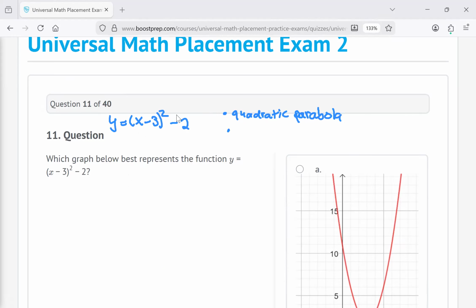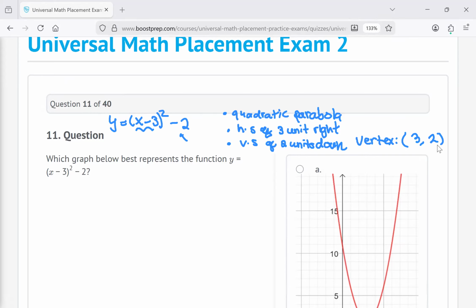You have a horizontal shift of 3 units to the right. How do I know? Because this x minus 3 is a horizontal shift, and you're shifting it 3 units to the right. What else do I know? This minus 2 is a vertical shift of 2 units down. So what that means is we actually have a new vertex. If you have a horizontal and a vertical shift, it's like your new vertex. Our new vertex will be at (3, -2). And what else do we know? It is concave up.